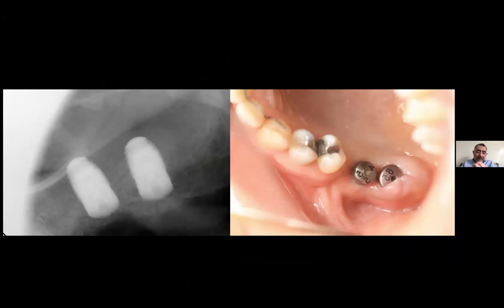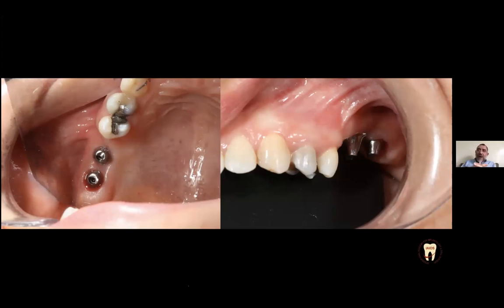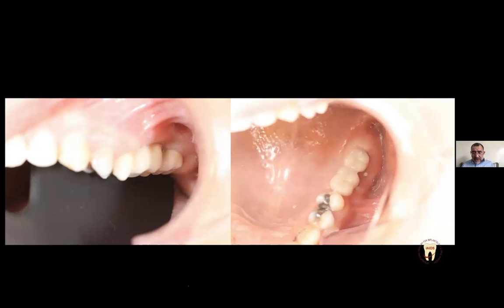This is the X-ray after a few months of healing. We test the stability of our implant. You can see here 70, 71 and 75 ISQ. We can load our implant. We put on our abutment and we finish our case.